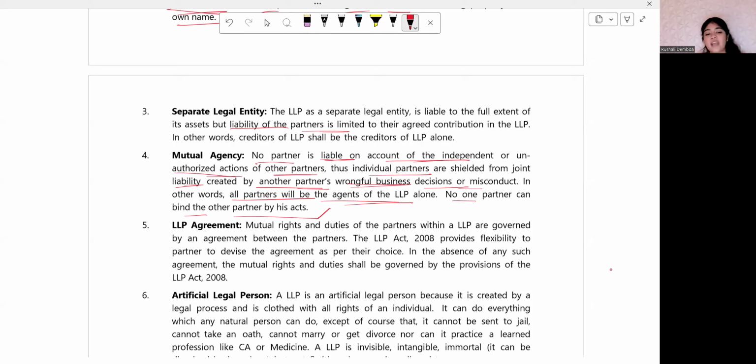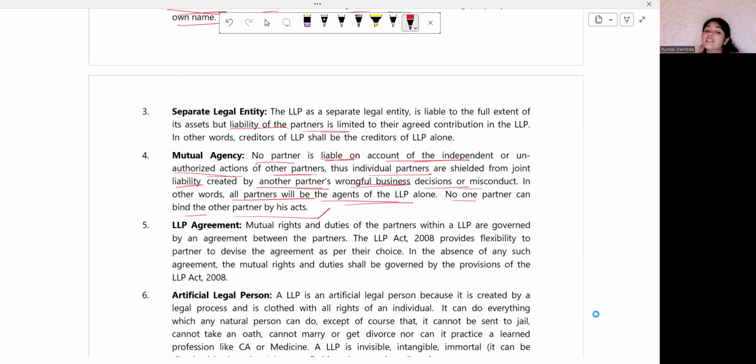Okay. Then we have our artificial legal person. A LLP is an artificial legal person because it is created by a legal process and is clothed with all the rights of an individual. So your LLP will be a separate legal person and it will have all the rights just like an individual. It can do everything which any natural person can do, except of course that it cannot be sent to jail and cannot take an oath, cannot marry or get divorced, nor can it practice a learned profession like CA or medicine. So artificial legal person can sign the documents.